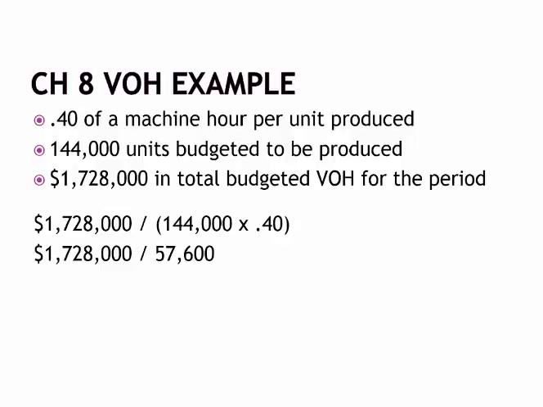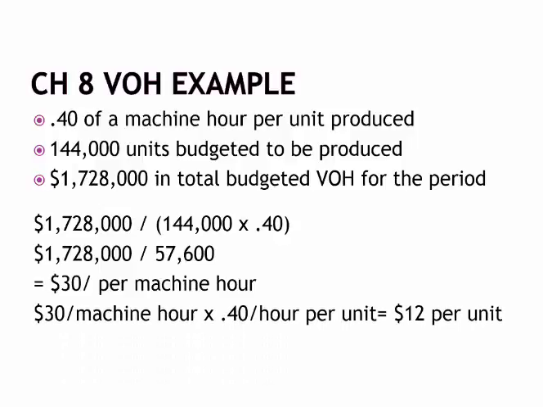All right, so if we take the total estimated variable overhead for the year and divide it by the total estimated allocation base here, this machine hours of 57,600, we get a rate of $30 per machine hour. As machine hours are utilized, we are going to allocate that into our cost. And basically that breaks down to $12 per jacket. Every time we make a jacket, it should cost us $12 per jacket in variable overhead.